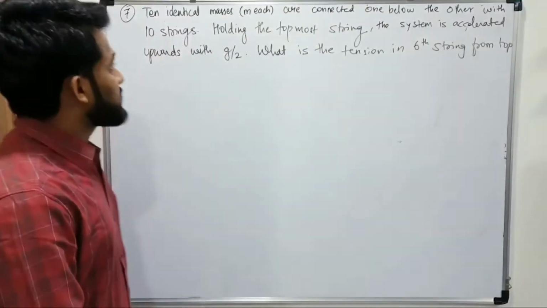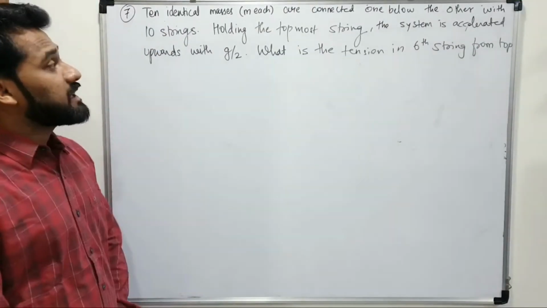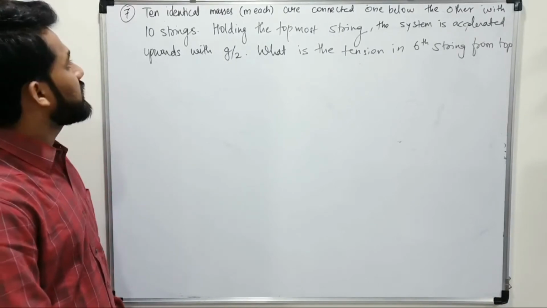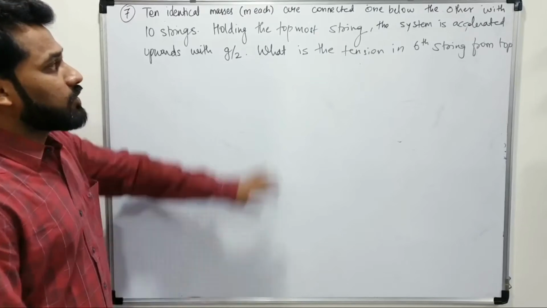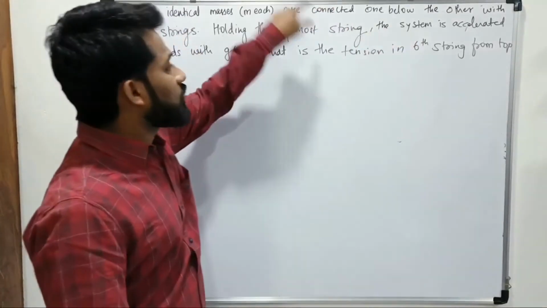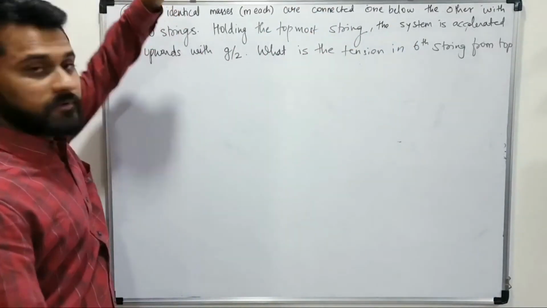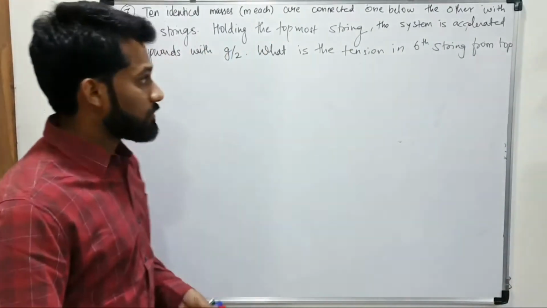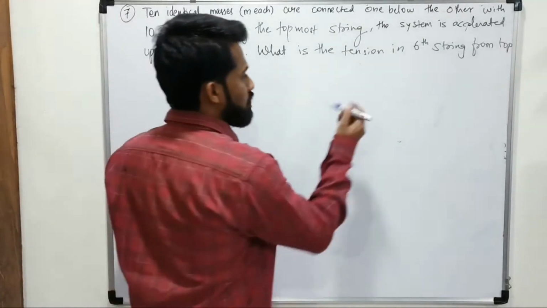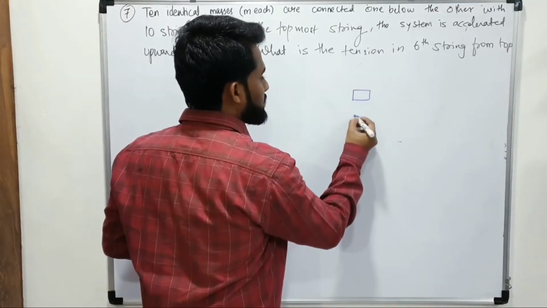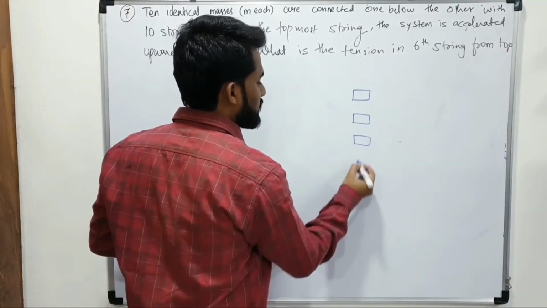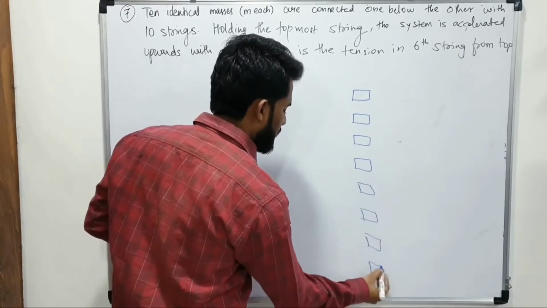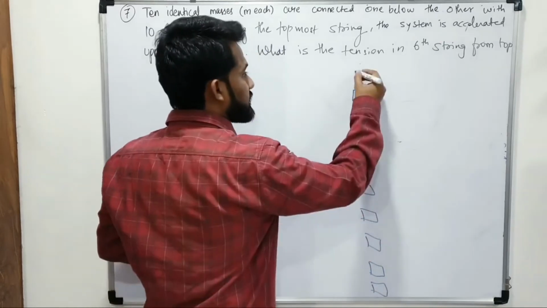So the next question is the 7th question. 10 identical masses, mass m each, are connected one below the other with 10 strings. Holding the topmost string, the system is accelerated upwards with g/2 acceleration. What is the tension in the 6th string from the top? So there are 10 masses: the first mass, second, third, fourth, fifth, 6th, 7th, 8th, 9th, and this is the 10th one.